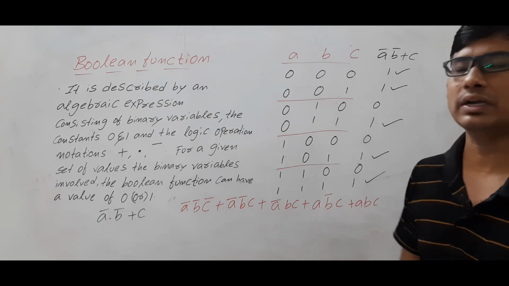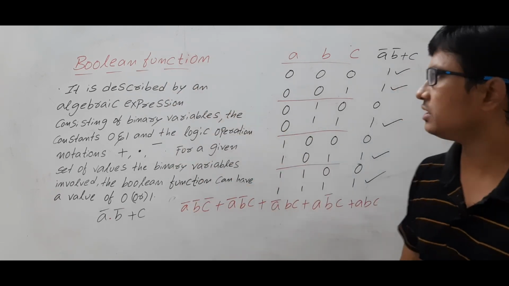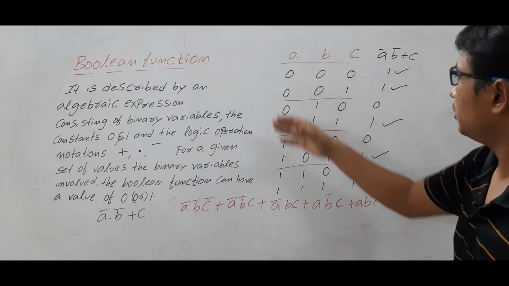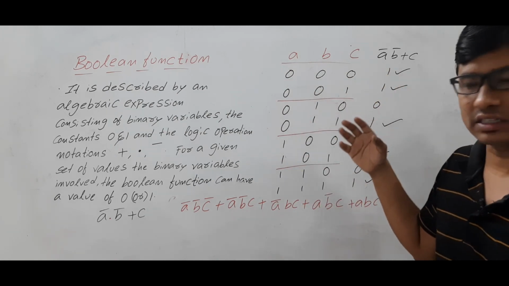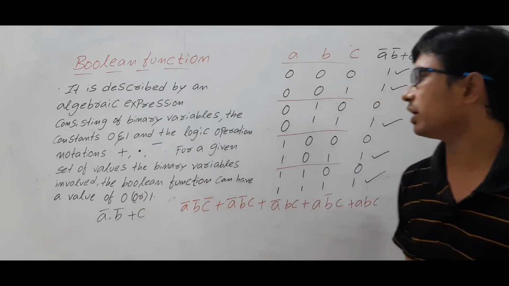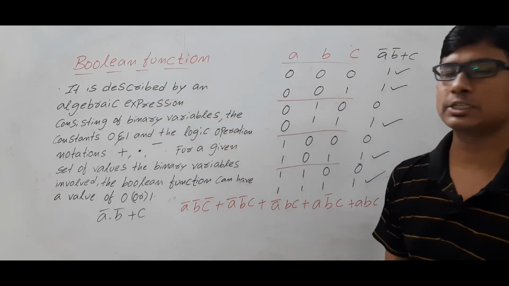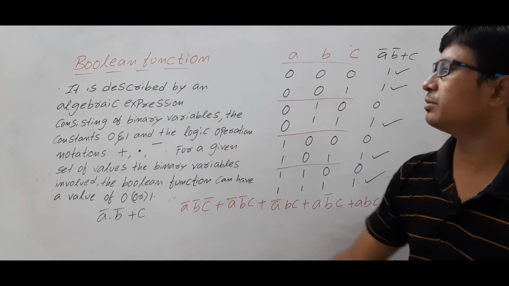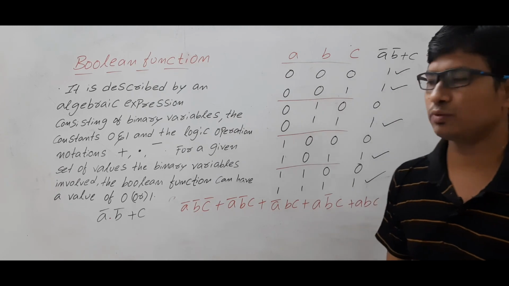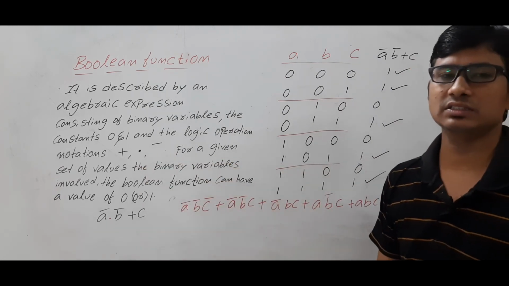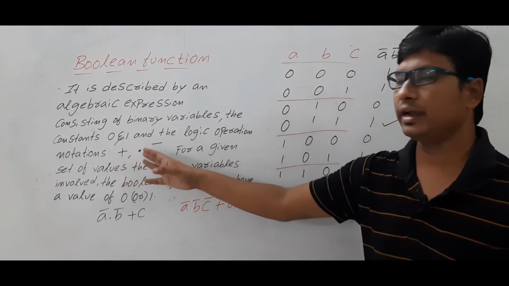I hope you have understood what a Boolean function is and what output you will get for the Boolean function. The Boolean function can get 0 or 1 for the algebraic expression consisting of binary variables and the constants zeros and ones, and you have logical notations such as OR and NOT.